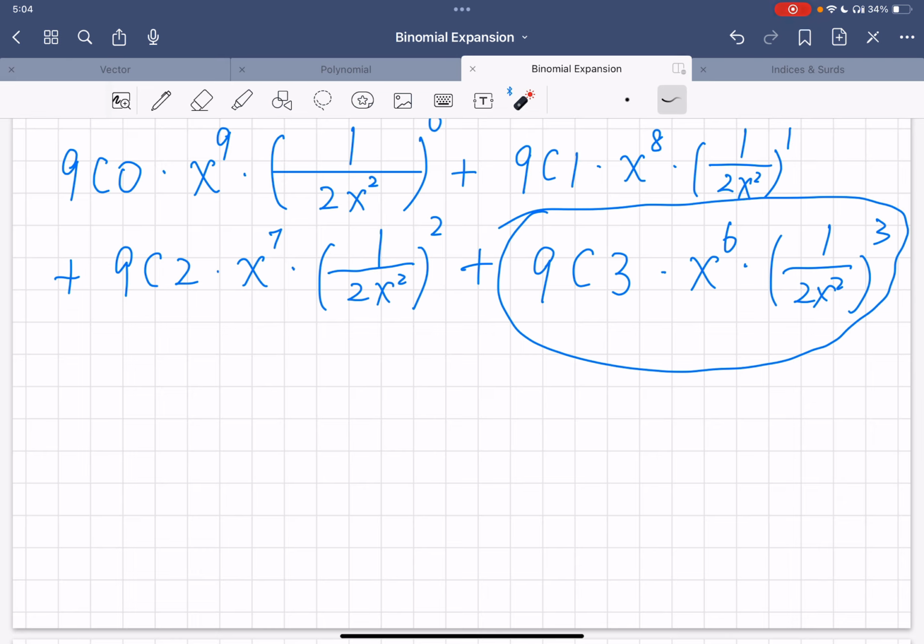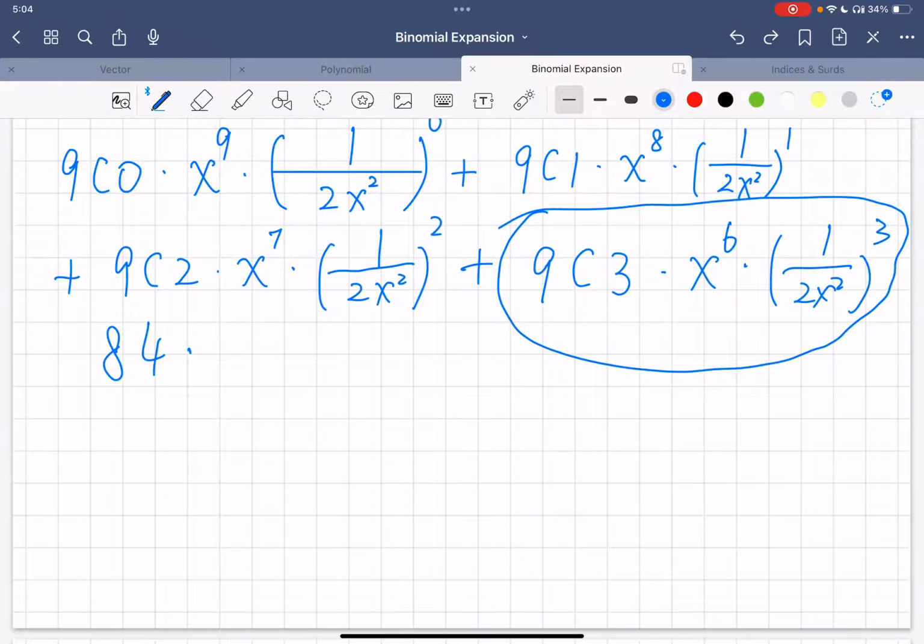Okay, so in combination, 9C3 equals how many? Do you guys still remember? It's 84. 84 times x. Oh, there's no x. We only need the constant here.